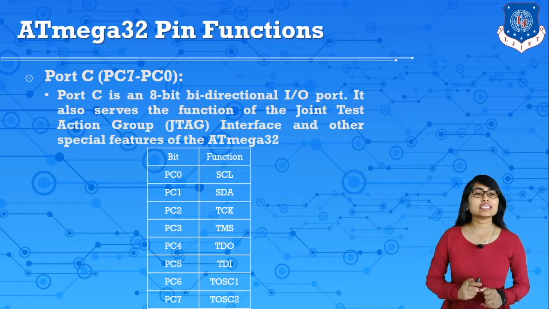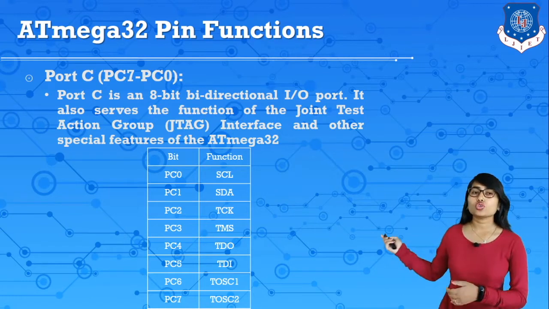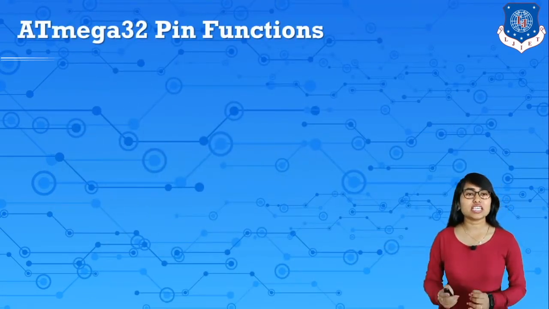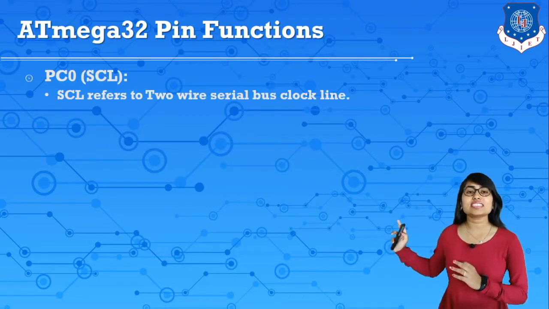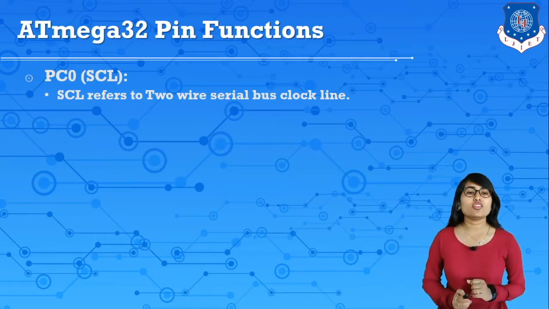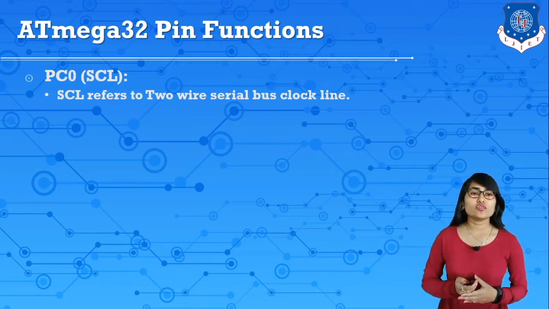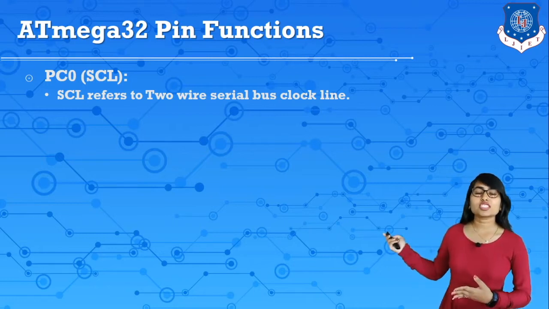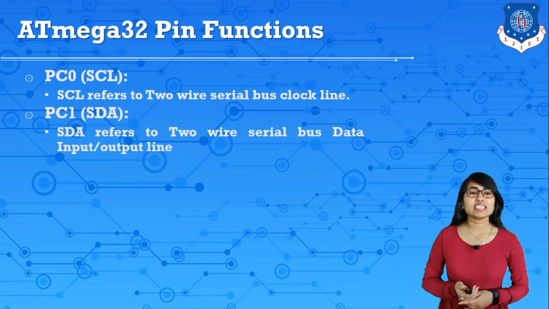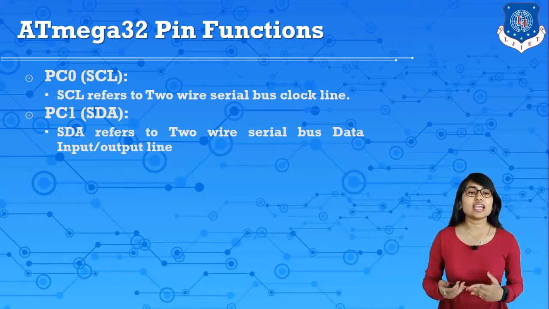So let's discuss all the functions one by one. First, for PC0 there is the function SCL. SCL refers to the two-wire serial bus clock line. Whenever we want to transmit our data serially, this SCL is used. Then next PC1, SDA. This SDA refers to the two-wire serial bus data input output line.